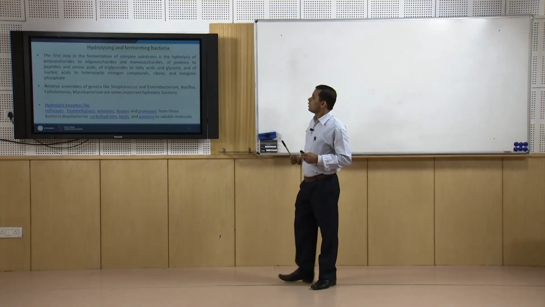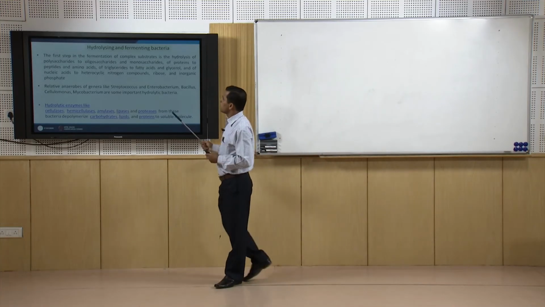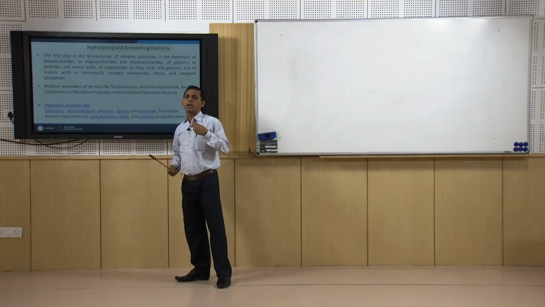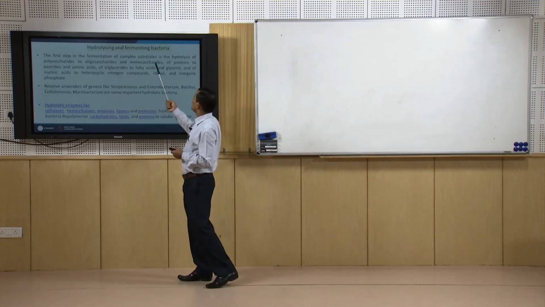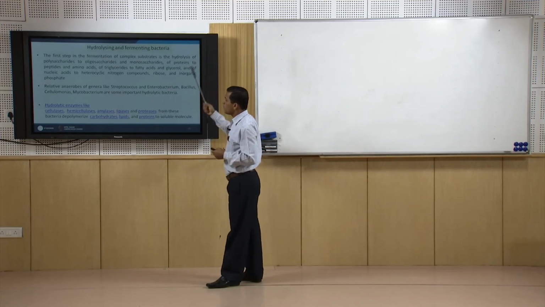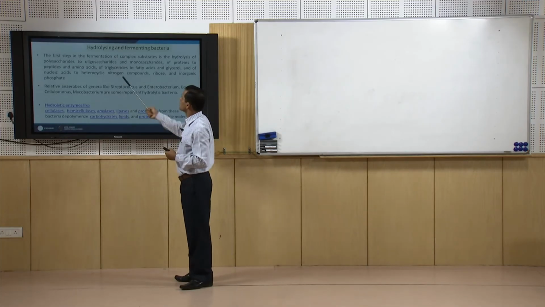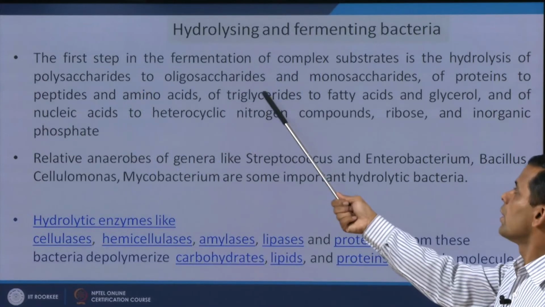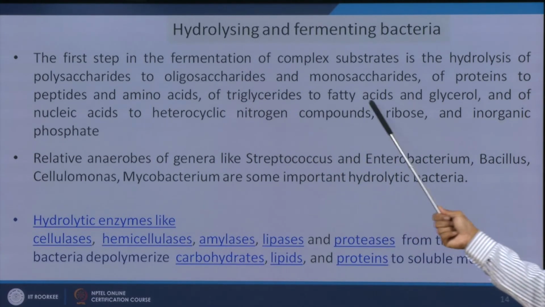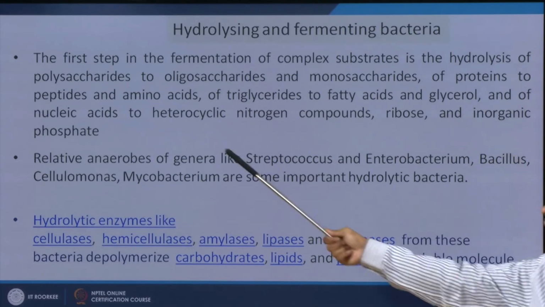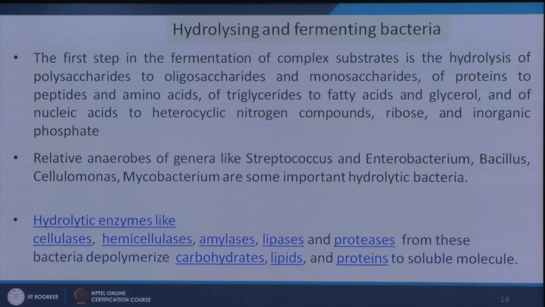Now, we will see the fermenting and hydrolyzing bacteria. As we have discussed, these hydrolyzing bacteria at first react on the complex organic compounds, and those complex compounds are converted to relatively smaller molecular weight compounds: polysaccharides to oligosaccharides and monosaccharides, proteins to peptides and amino acids, triglycerides to fatty acids and glycerol, and nucleic acids to heterocyclic nitrogen compounds, ribose and inorganic phosphate.